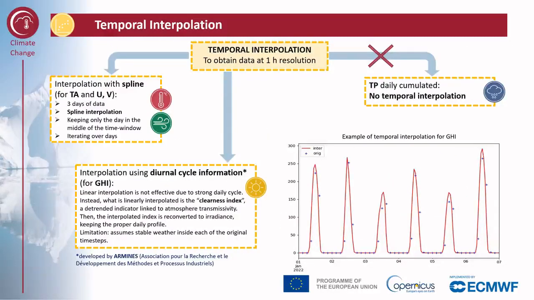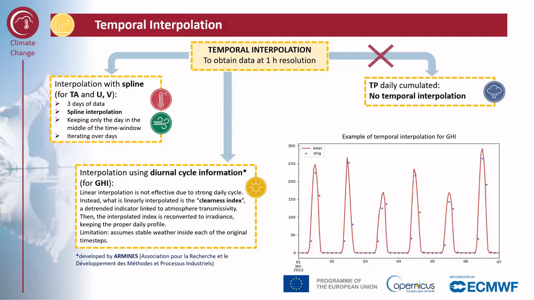For temporal interpolation of temperature and wind components, we use the spline. This method processes data in 3-day windows, keeping only the day in the middle, and iterates through each day. Secondly, for GHI, a different approach is used due to its strong diurnal cycle. Instead of directly interpolating irradiance, we interpolate the clearness index, which reflects atmospheric transmissivity. This index is then converted back to irradiance, preserving the daily profile. However, this method assumes stable weather conditions within the original time steps.